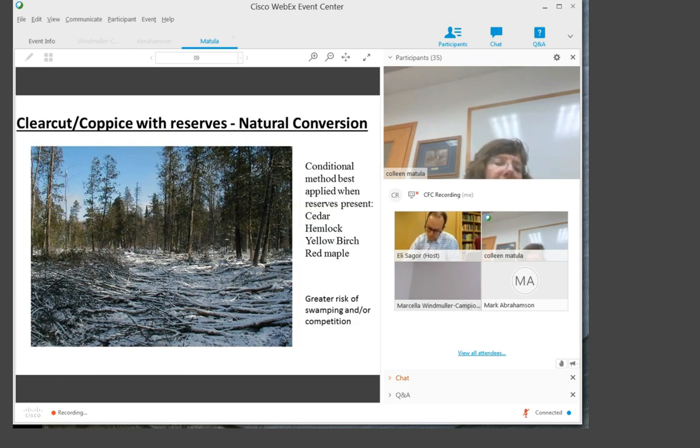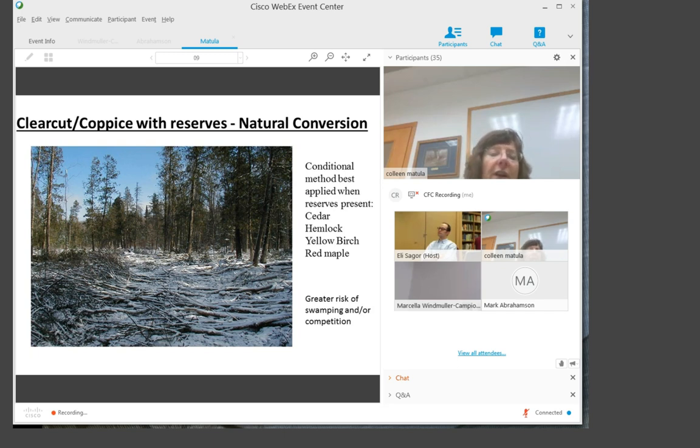The next silviculture treatment that we've taken a look at is clear cut or coppice with reserves. We consider this a conditional method when you're considering management in black ash, conditional because the reserves should be present at the site. The reserves that we've seen are all non-ash species, of course: cedar, hemlock, yellow birch, and red maple are some of the species that we've been seeing. But with this method, we've seen a greater risk of swamping and also competition from species like alder, reed canary grass, things like that. Even cattail can be a competitive species at this site.